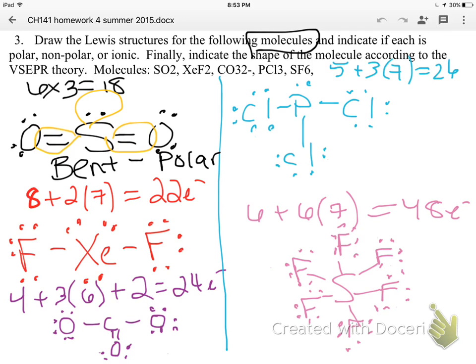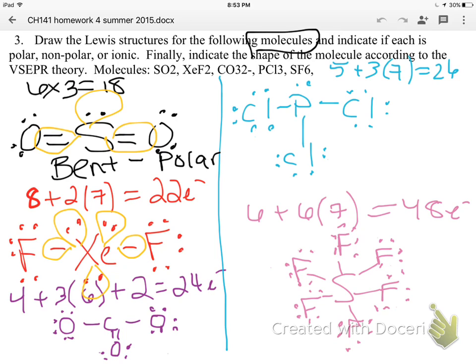Okay. And then next up is XeF4F2. So we have, let's do this in a different color. We have one domain here, one here. So each pair of electrons on the center atom is a domain. Okay, so there's 3 unbonded and 2 bonded. So 5 total. That means the electron geometry is going to be trigonal bipyramidal.